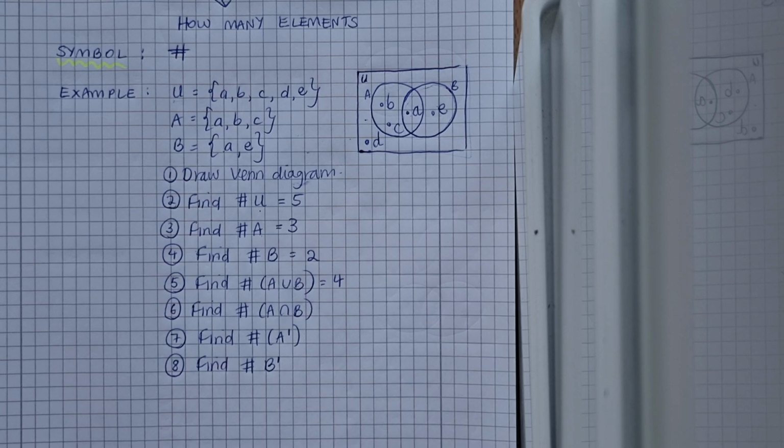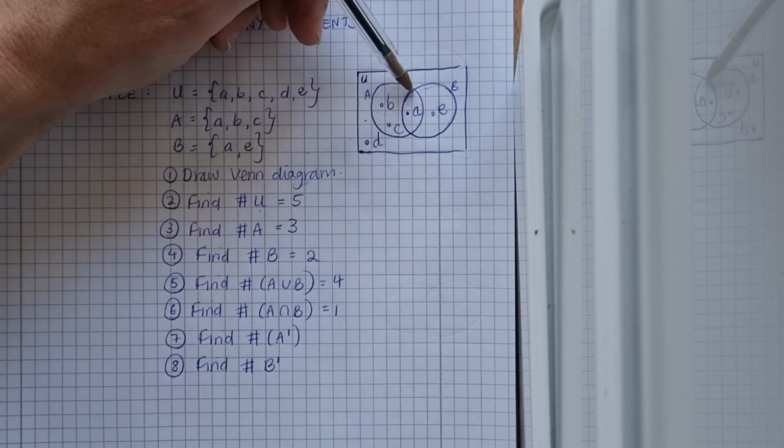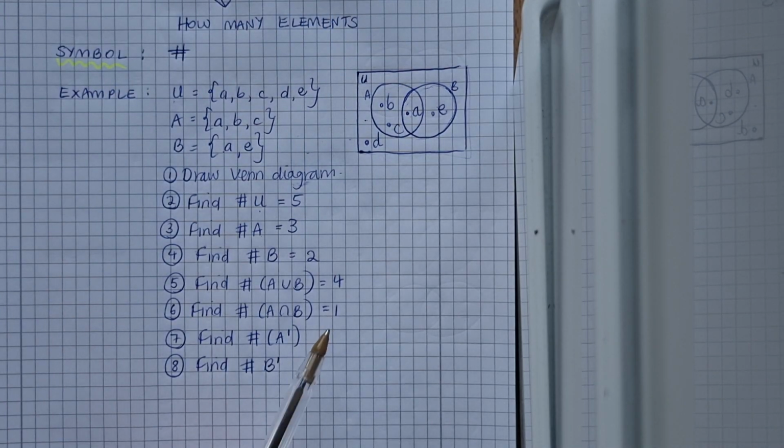Next, I want to find the cardinal number of A intersection B. What do you think this one is? Take a second to have a think about it. The intersection is where they overlap, isn't it? And it's just A in there. So we only have 1 element in there. That's the cardinal number of A intersection B.